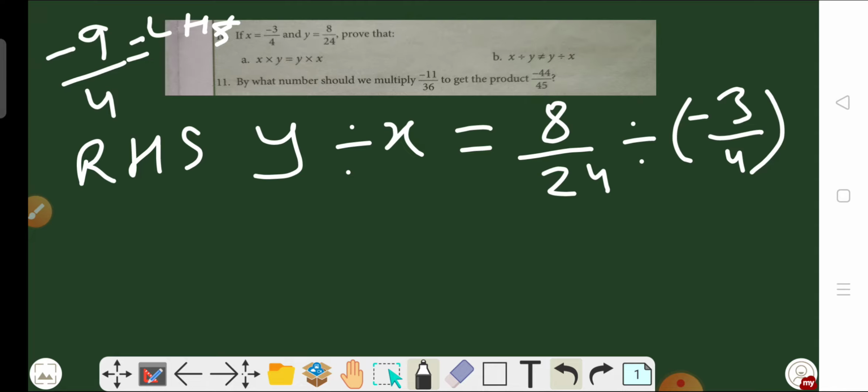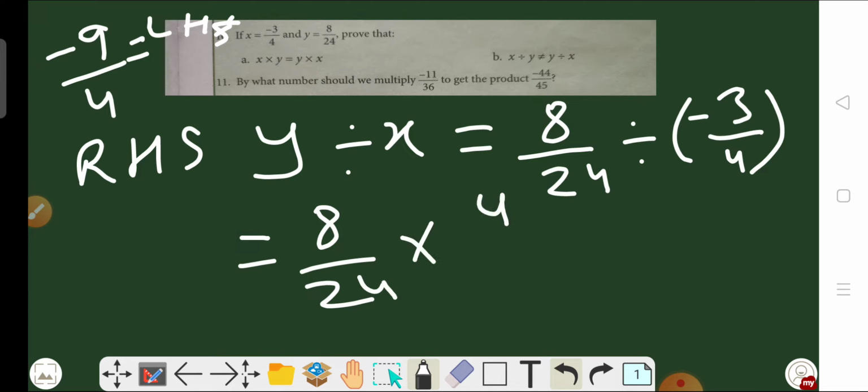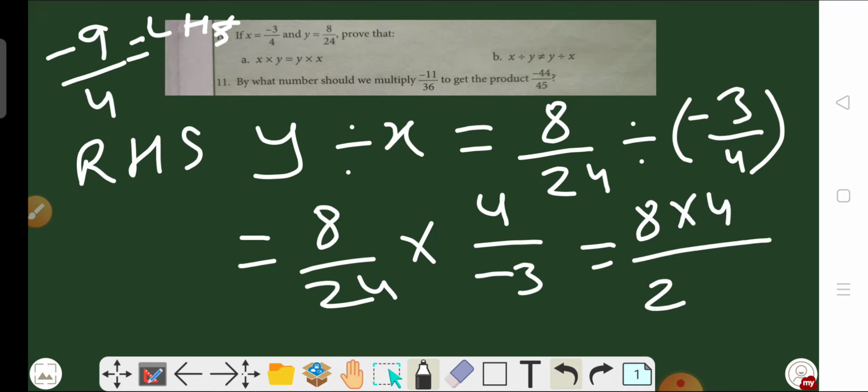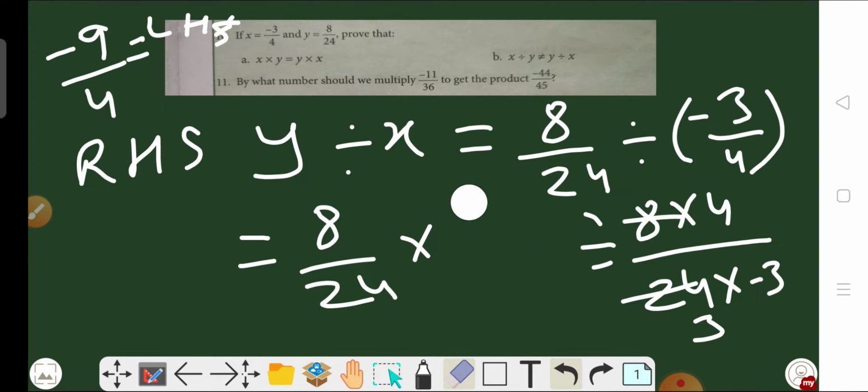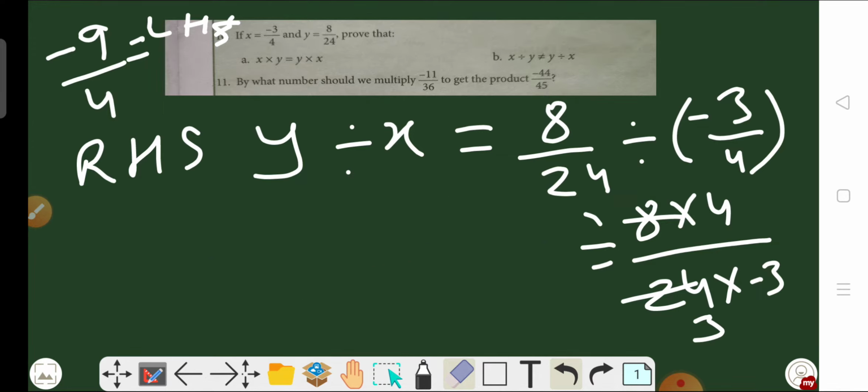Again we have to follow the same pattern. Firstly we have to change division into multiplication, and then we have to change the second rational number into its reciprocal. So this is equal to 8 by 24 multiplied by 4 by minus 3. Division becomes multiplication and the second rational will become its reciprocal. So again this is equal to 8 into 4 by 24 into minus 3. Again 8 is the highest common factor. After cancelling 8, the answer of right hand side is equal to 4 by minus 9.